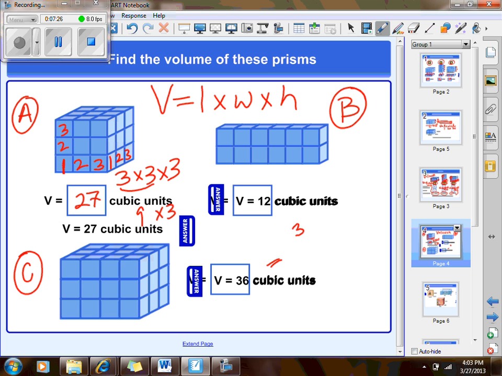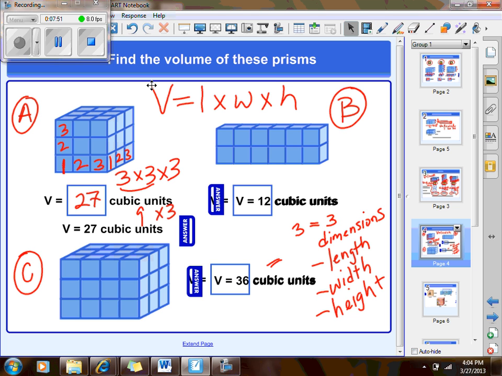Again, the cubic means to the third power. Cubic means 3 dimensions, if you will. Pop quiz, what are those dimensions? Length, width, and, right, height.